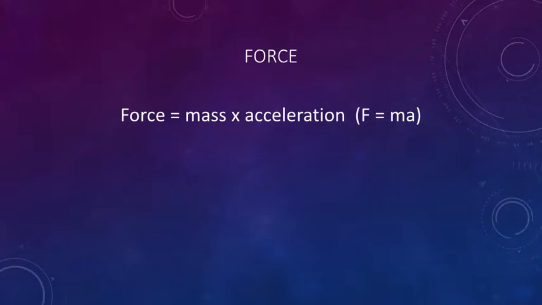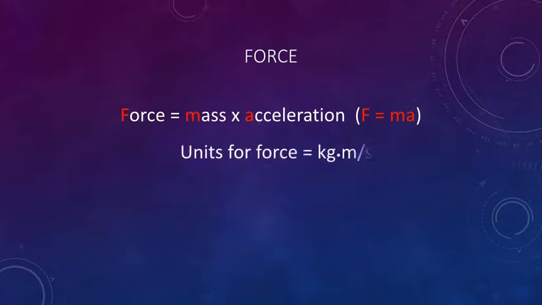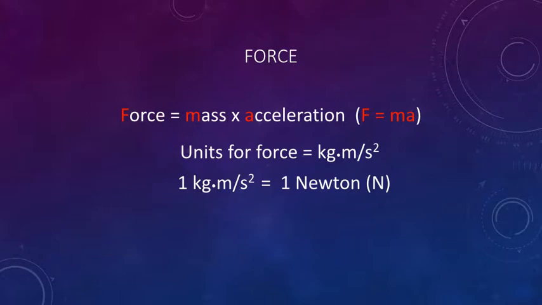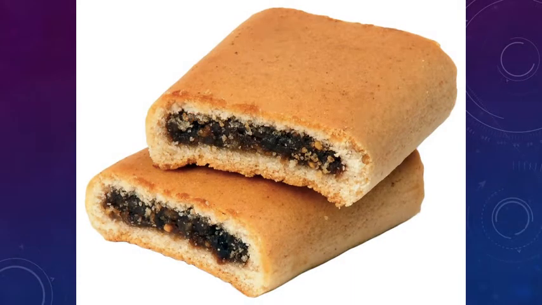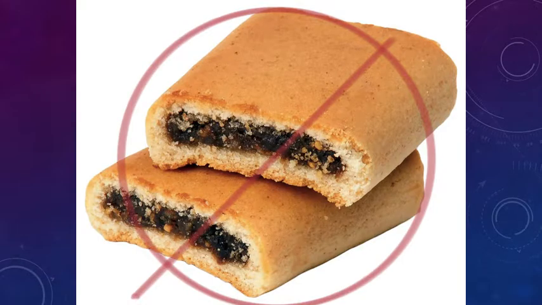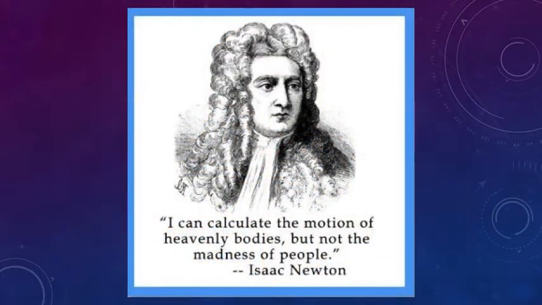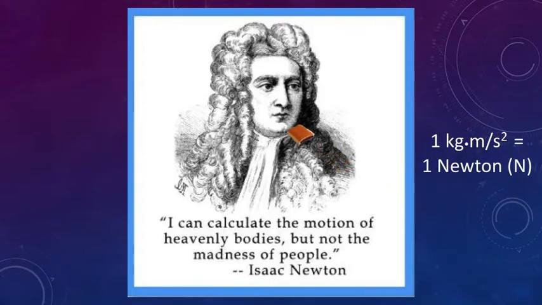Force equals mass times acceleration. The units for force would be kilogram meters per second squared. We combine those into a unit called a Newton, named after the cookie. Not the cookie, of course. It's named after Sir Isaac Newton. So 1 Newton equals 1 kilogram meter per second squared.